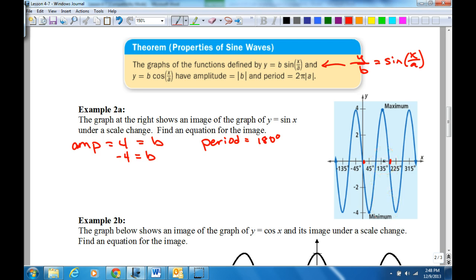Okay, so let's find out now what our A is. We know that our period is 2 pi absolute A equals 180. So how do I solve for A? Okay, so my absolute A is going to be 90 over pi. So it can be either positive 90 or negative 90 over pi.